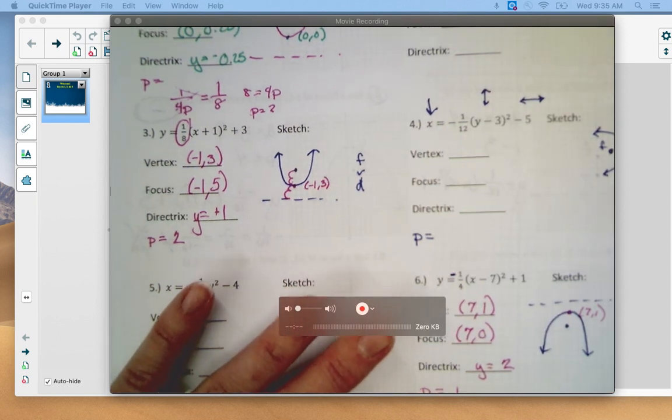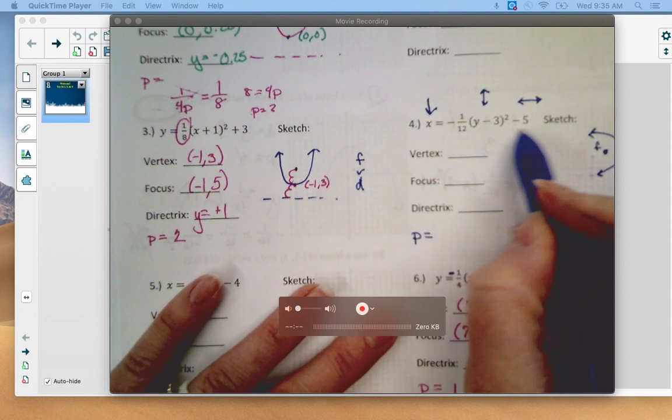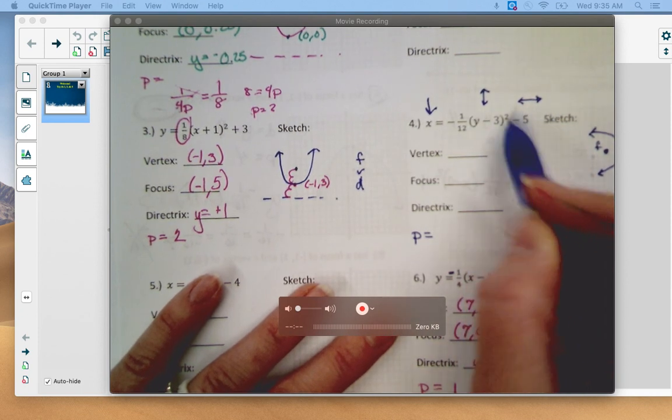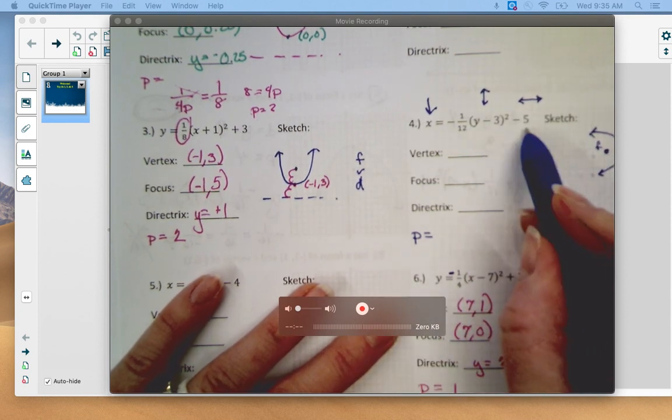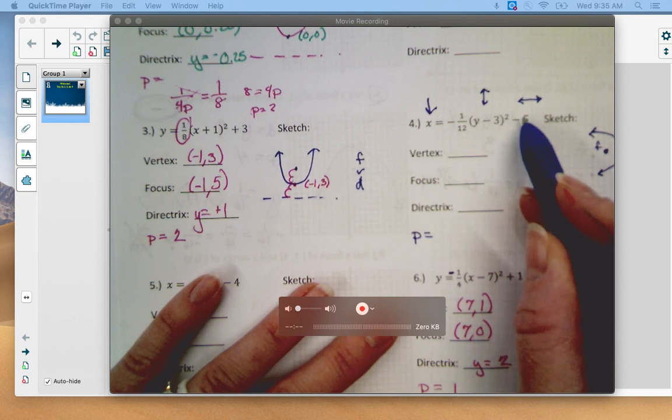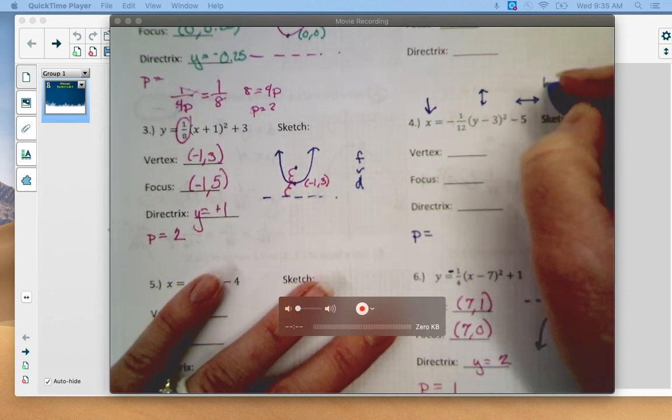So what would your vertex be? If it's -5, that's actually meaning it's moving where? What's your movement? This is moving it left 5. Do we agree with that? So I'm going to write this out. Left 5.